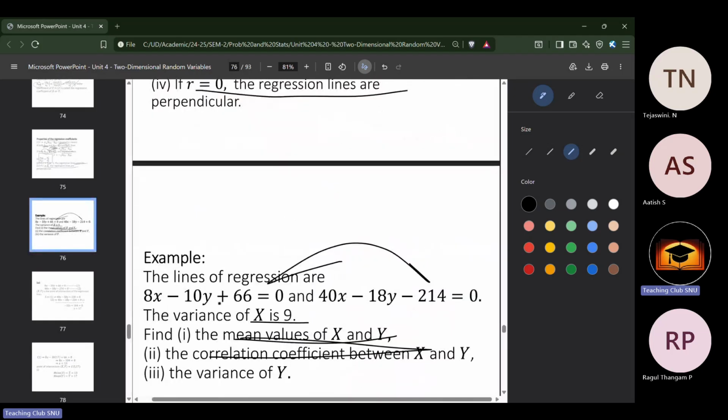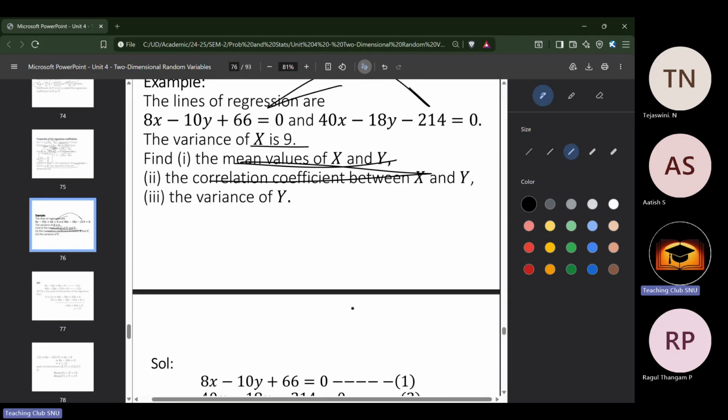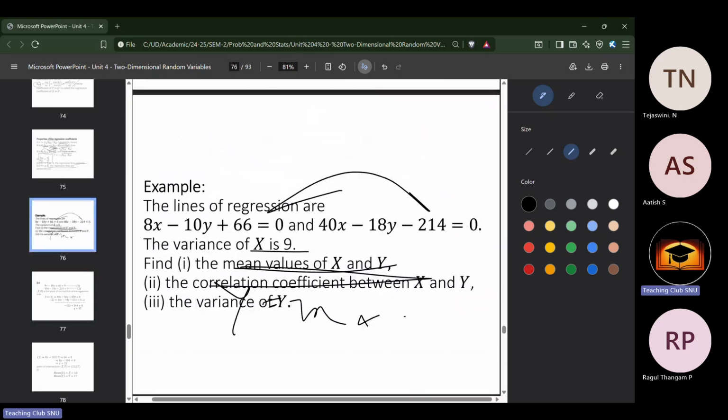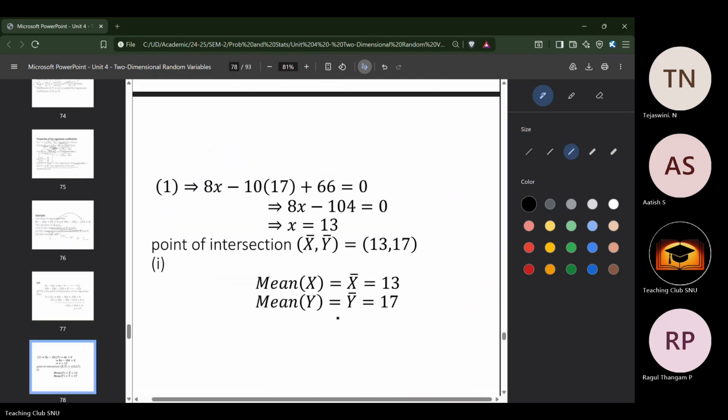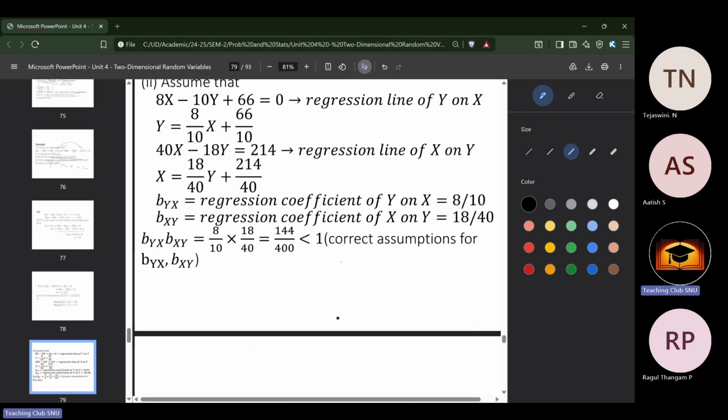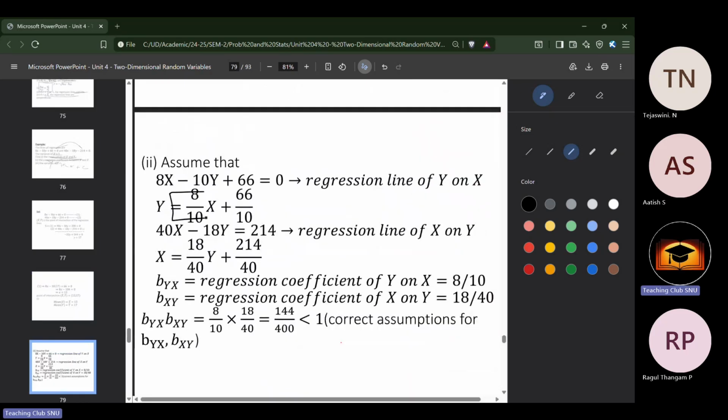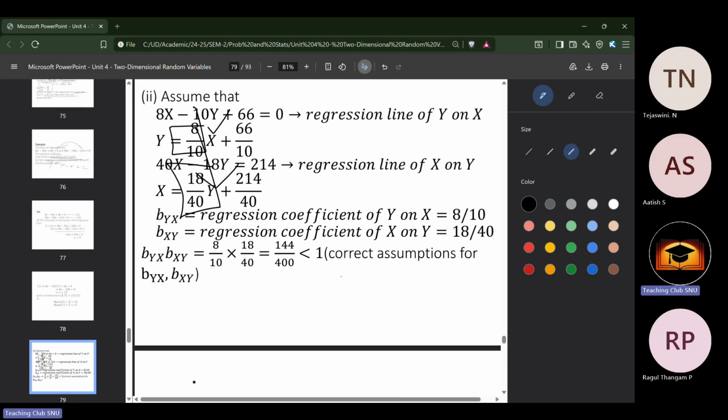Correlation coefficient. How will I find the correlation coefficient? Firstly, express this nicely in terms of y minus y bar is equal to m into x minus x bar. Basically, express it in terms of y is equal to mx plus c. So if you do that, it will look like this, right? What is m? M is going to give you the regression coefficient, just like how I defined it there. So this is the y on x line, so this is byx. X on y line, so this is bxy. Okay. Beautiful.